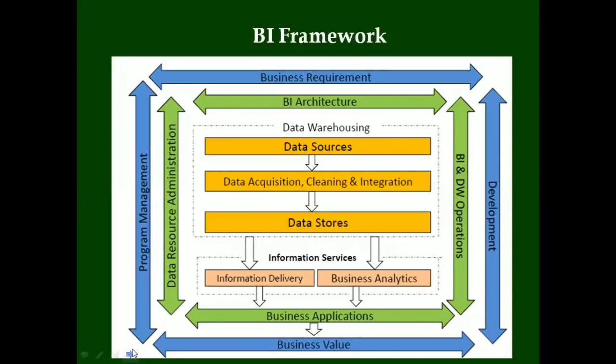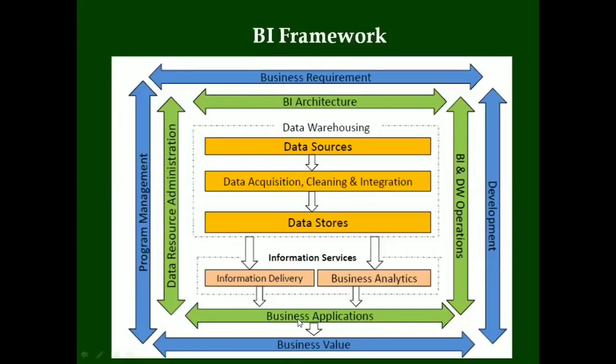So on the screen, you are seeing a diagram for the business intelligence framework, and there are some components like the outer components which are in blue colors. These are the business layers, and these are the different parts of that business layer: business requirement, development, business value, and program management. After that there is a second layer in the BI framework. That layer is the administration and operation layer, and it has four parts as well. The first part is BI architecture, and the second part is business intelligence and data warehousing operations, the third part is data resource administration, and the fourth one is business applications.